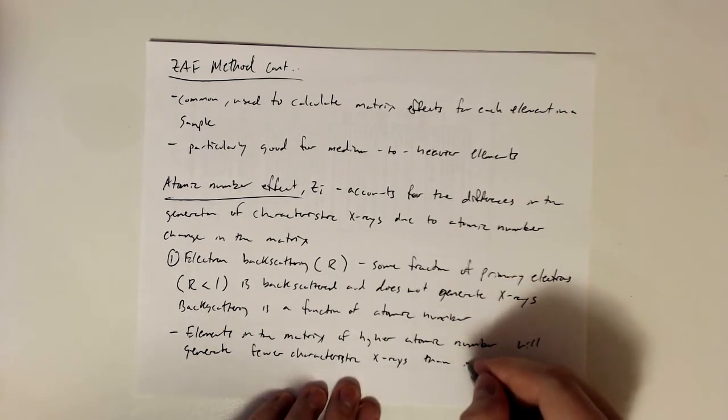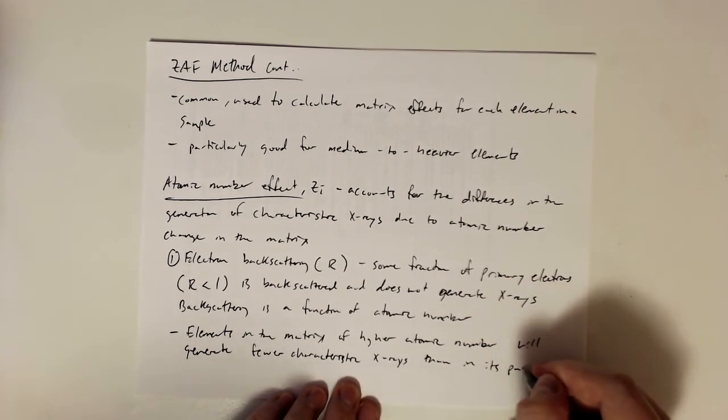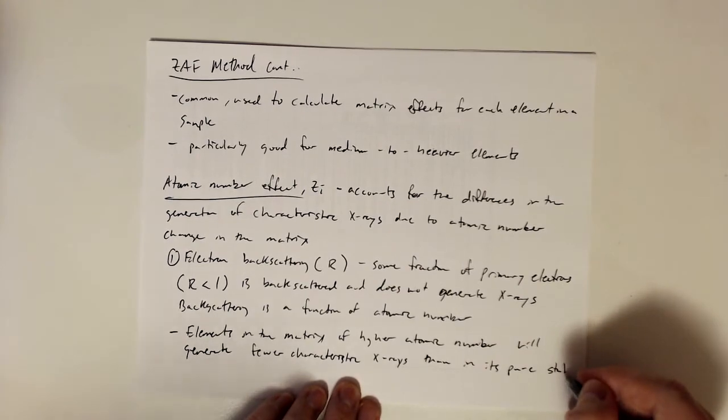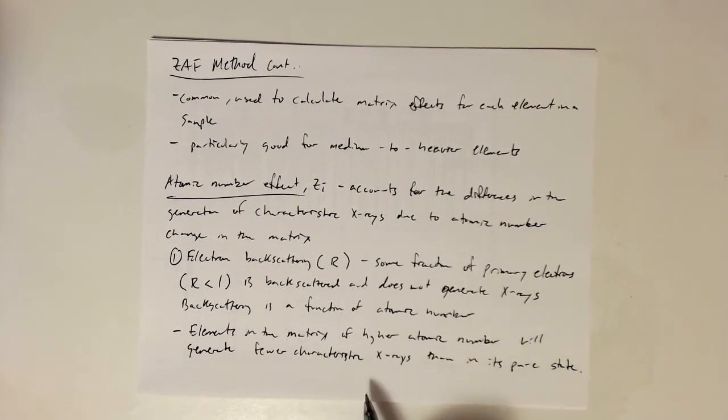Than in its pure state. So if an element is surrounded by another element with a higher atomic number, then it's going to generate less characteristic X-rays because the element around it is backscattering more than it typically would in its pure state. So that's the first part.